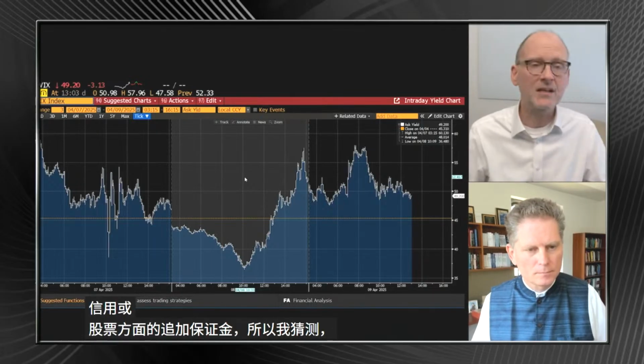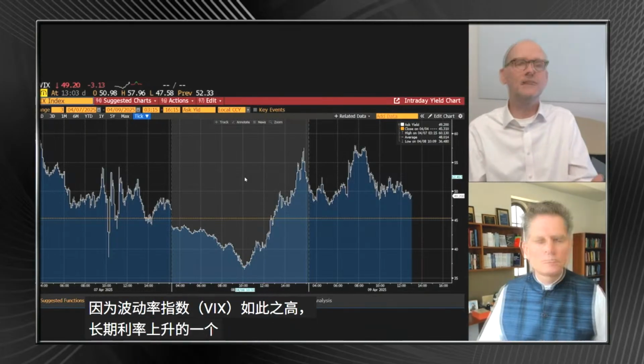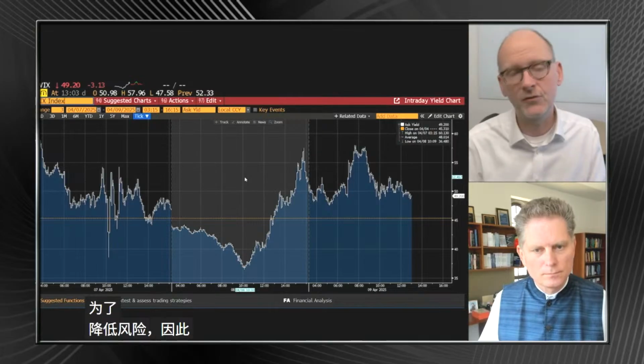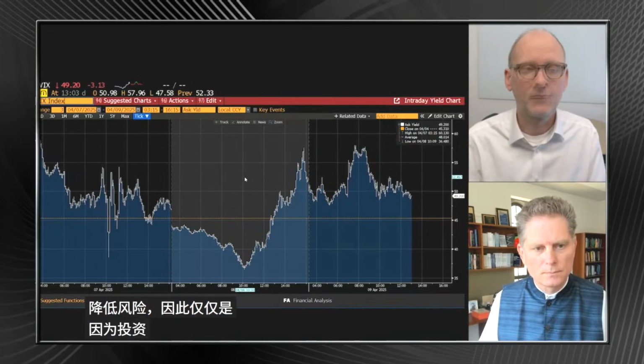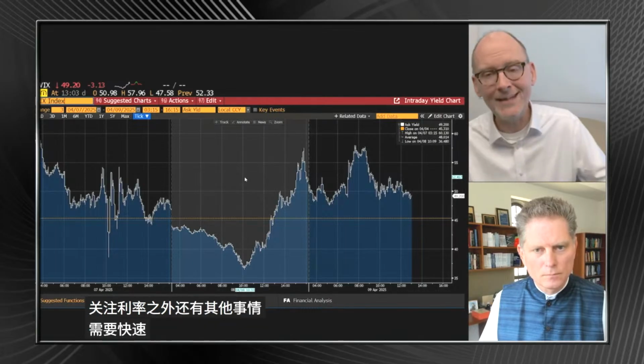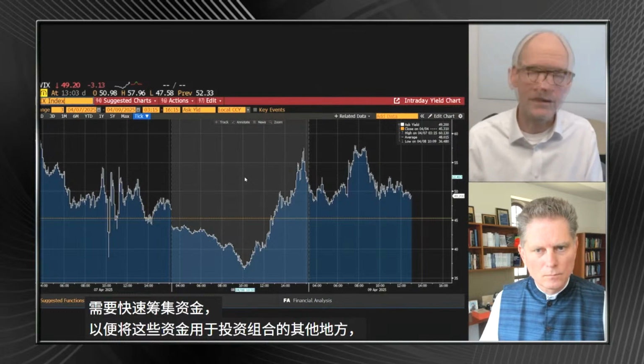So I'm guessing simply because VIX is so elevated that an important reason why long-term interest rates have gone up is simply because of risk reduction, and therefore because of portfolio managers who have other things than just interest rates and have had the need to raise money very quickly to use that money elsewhere in their portfolios.